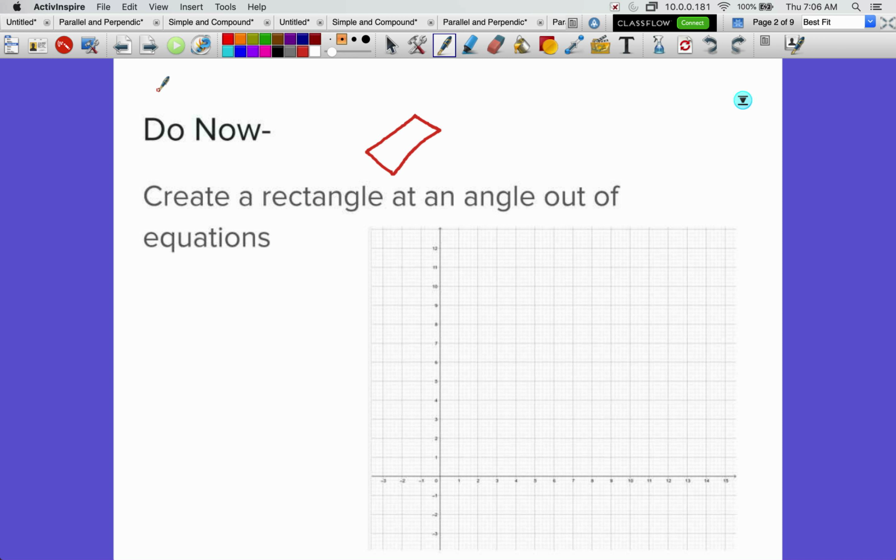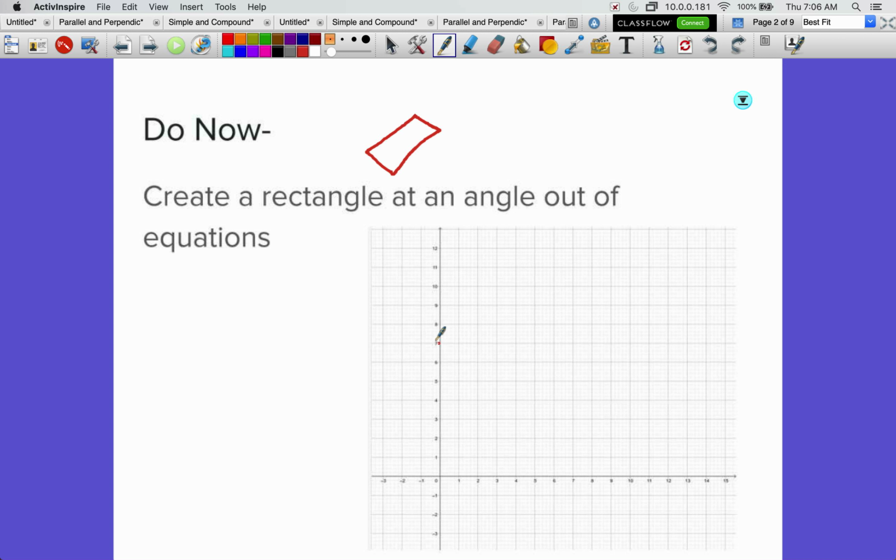For your do now, I want you to try to create the image of a rectangle on a piece of graph paper out of just equations. And by rectangle at an angle, I mean not one lying flat out of just horizontal and vertical lines. I want you to try to do it out of lines with slopes. All right, so try that on your own. Now I'm going to show you my example.